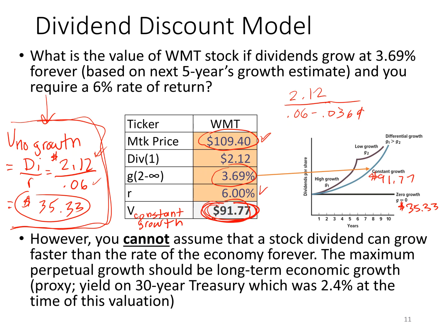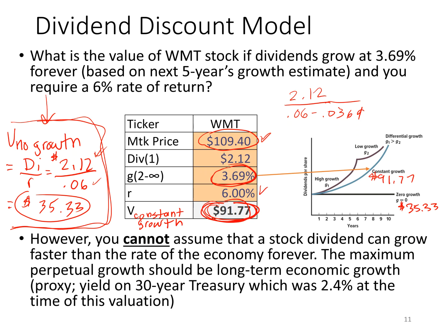The problem with this analysis I just did is this assumption of 3.69%. Whenever you apply a constant growth G for perpetuity, you can never, ever assume that that perpetual growth rate is greater than the growth rate of the economy. So think about it. If you assume perpetual growth is faster than the growth rate of the economy, eventually Walmart will become larger than the economy. It's going to be a long time from now, but if you assume a perpetual growth rate faster than the economy, eventually that stock becomes the economy.